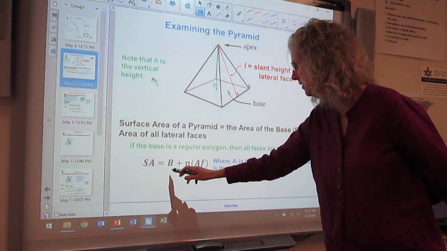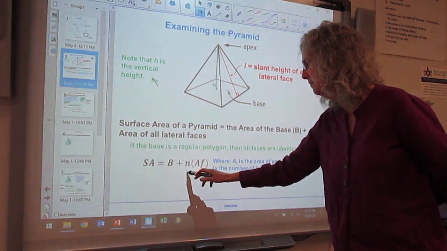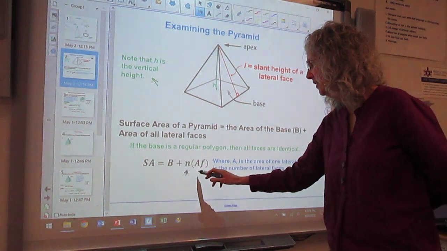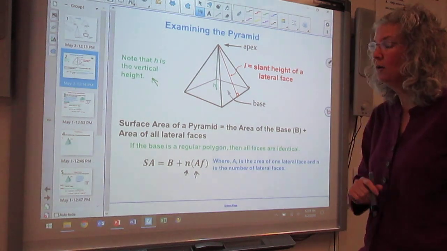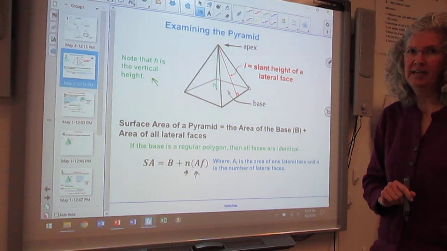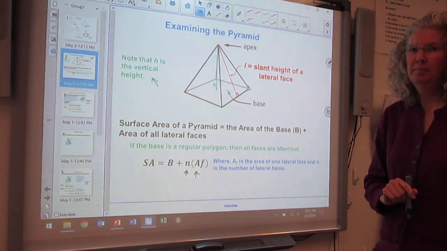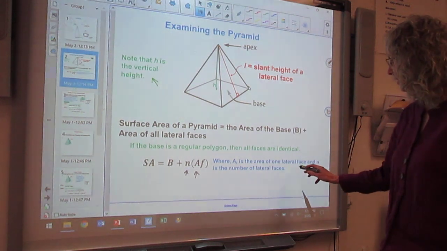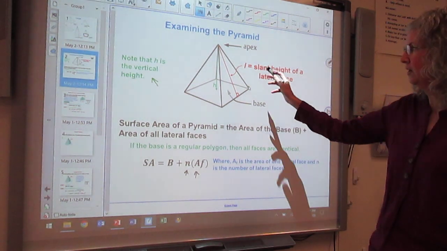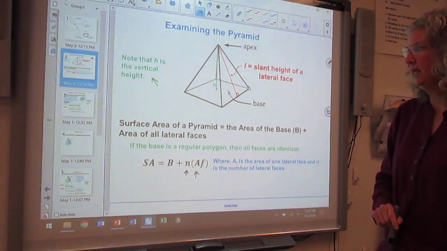Surface area equals the area of the base plus the number of sides times the area of one side. That only works if it is a regular pyramid. Okay? Because then all 4 triangles will be the same area.